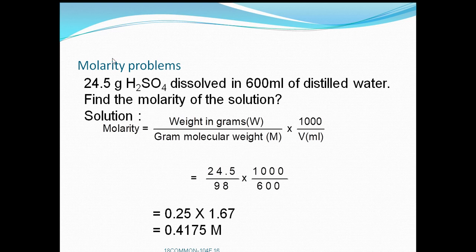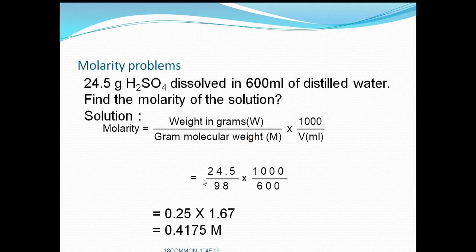Already you know molarity, capital M, equal to weight in grams by gram molecular weight, capital M, into 1000 by V ml. Why are we not taking 1 by V? Because he gave the volume as 600 ml. So don't confuse: if the volume is given in milliliters, we take 1000 by V. If the volume is given in liters, we write 1 by V. Very simple. What is the weight? 24.5 grams. So 24.5 by 98.